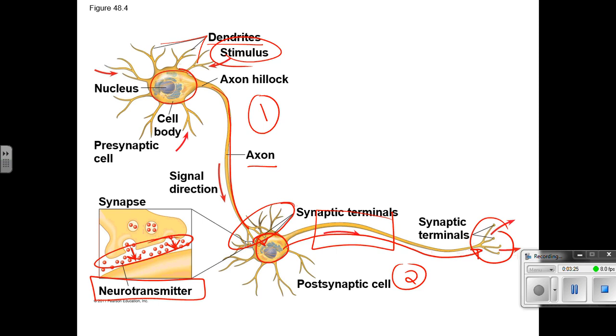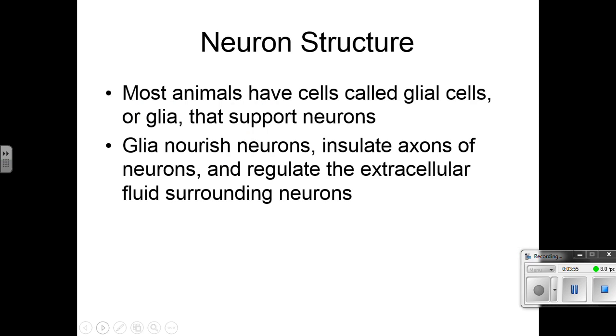These axons are also covered in things called myelin sheaths, and they are like this. They are basically fatty substances that insulate the neuron, so it actually helps to transmit that signal a little bit faster. And they actually transmit like this. And so these gaps, these are the nodes of Ranvier. The signal travels across those. I think I've got a picture of that somewhere.